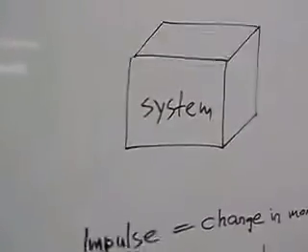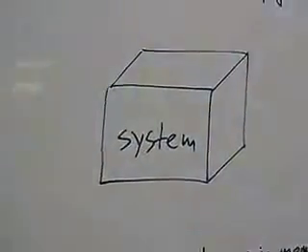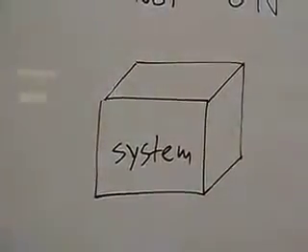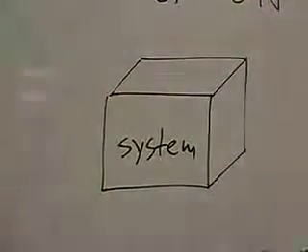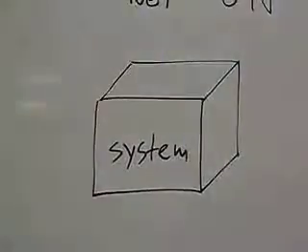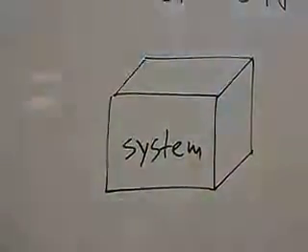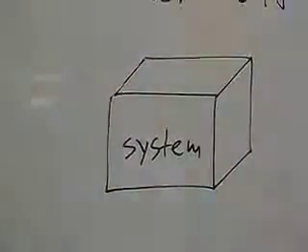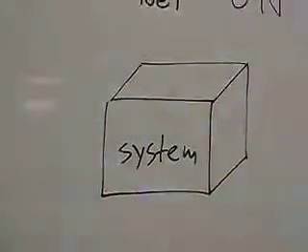So inside of this box there could be things colliding and hitting the walls and doing whatever. If there's no outside force acting on the box, on the system, what's happening inside does not change the total amount of momentum that the system has.